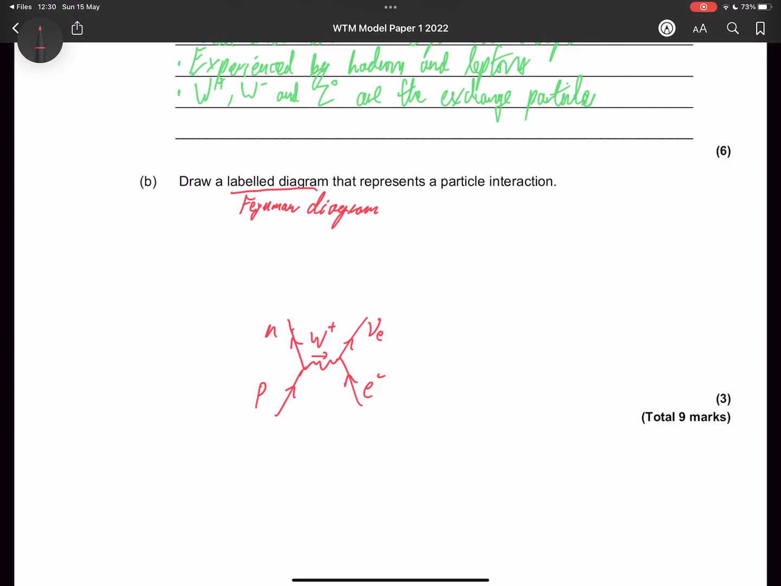Make sure your charge makes sense. So for this one, proton's positive charge is lost as it becomes a neutron. That means we have W plus carrying charge across, neutralizing with the electron to produce a neutral particle, the neutrino. Baryons on the left, leptons on the right.